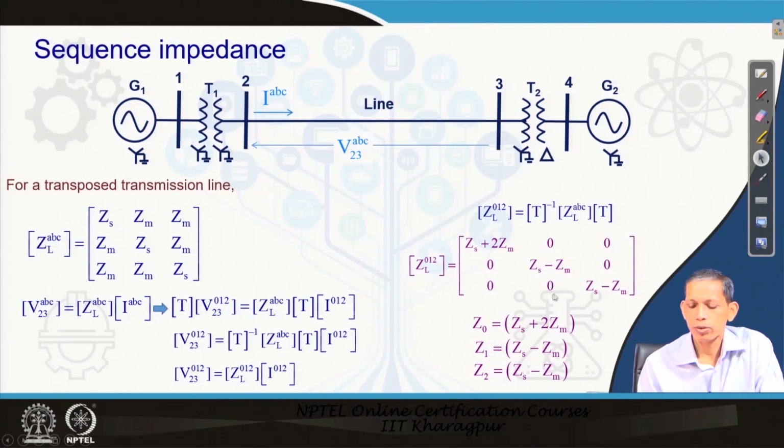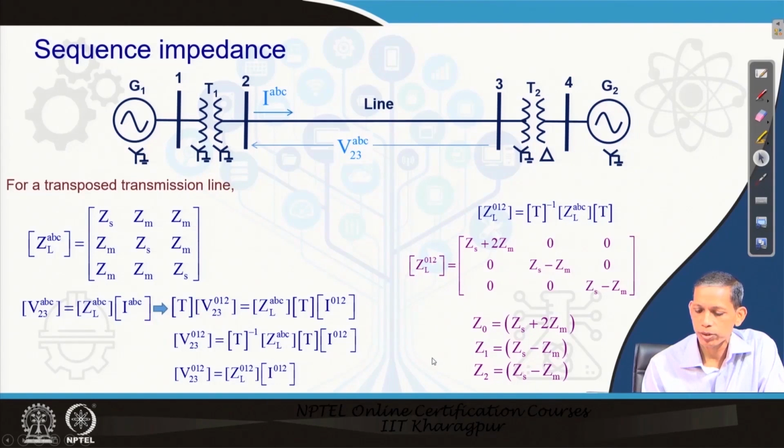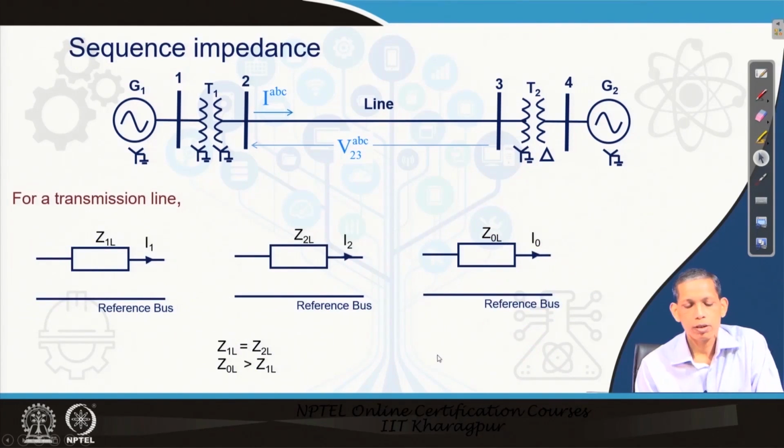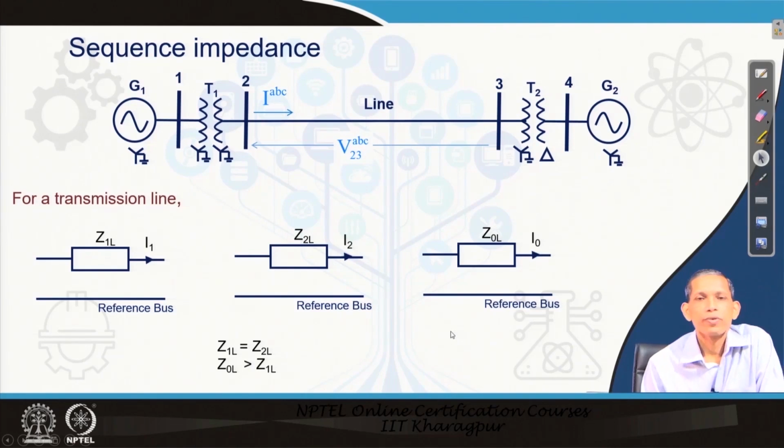So, from this relation we see that the 0 sequence impedance Z0 equals Zs plus 2Zm, Z1 becomes Zs minus Zm, and Z2 becomes equal to Zs minus Zm. These are the corresponding relations we are getting from this perspective. Now, coming to the sequence impedance of the transmission line.